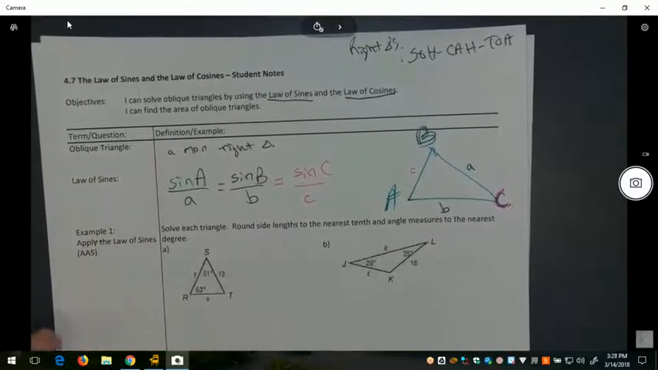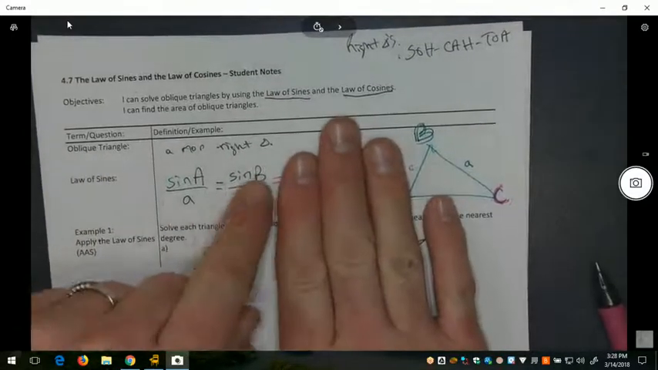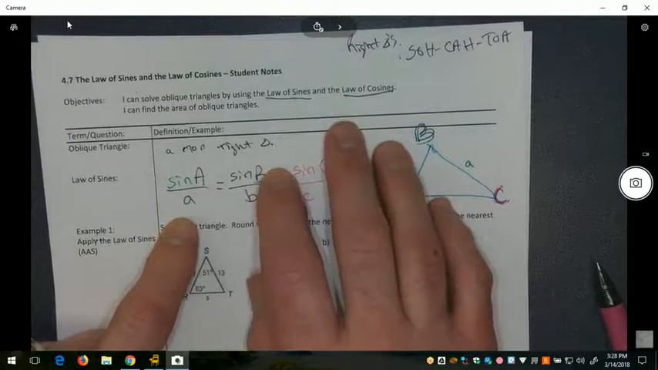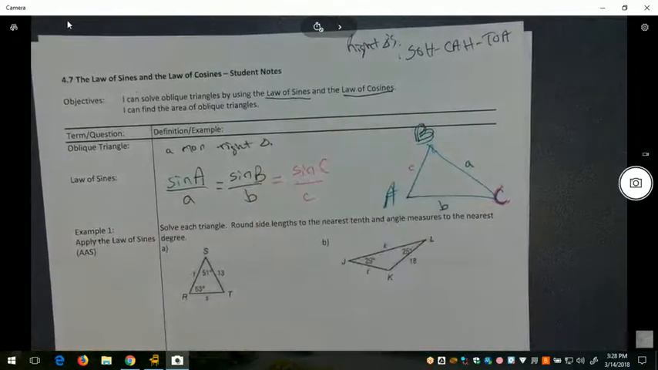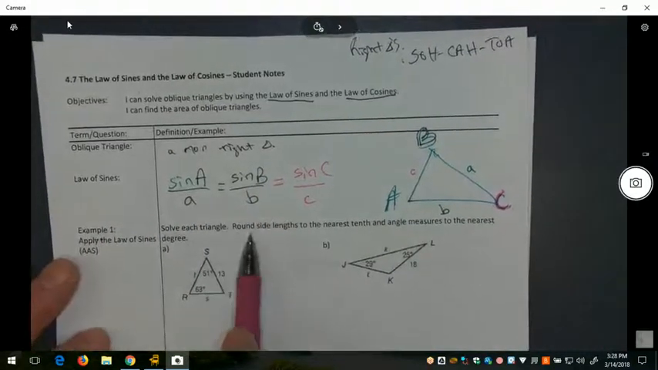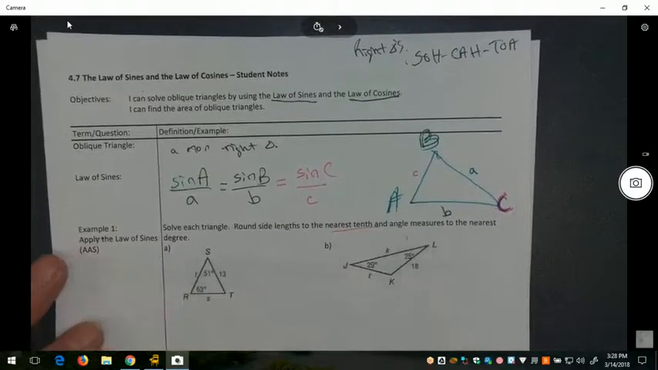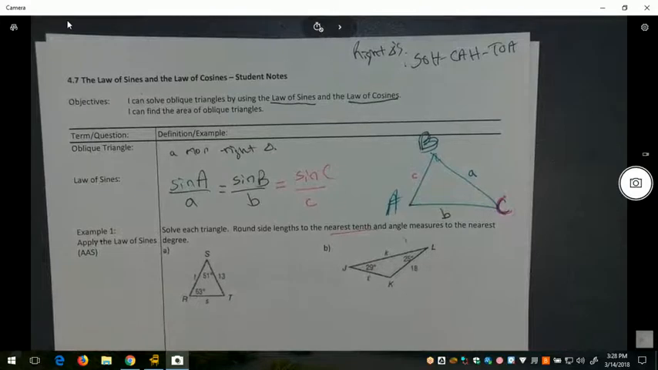In order to solve this, I either need to have two angles and one side, so I can solve for another side, or two sides and one angle, so I can solve for an angle. Solving the triangle, we're going to round the side lengths to the nearest tenth, and the angle measures to the nearest degree, applying the law of sines.